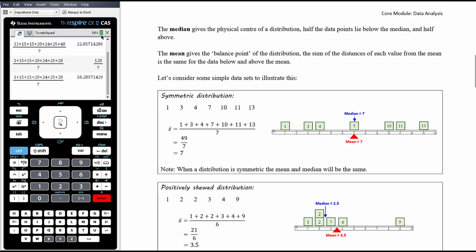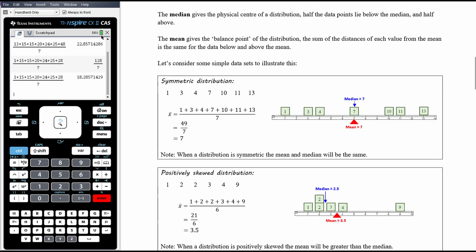Okay, so another interpretation allowing you to compare these two things: we know the median gives the physical centre of the distribution. So if each data point is a rock and you line all those rocks up in a row, the middle rock is the median. So it's a physical middle. The mean gives us the balance point of the distribution. And what that means is that the sum of the distances of each value, so that sentence is hard to interpret. I'm going to try and explain it with these diagrams to help me.